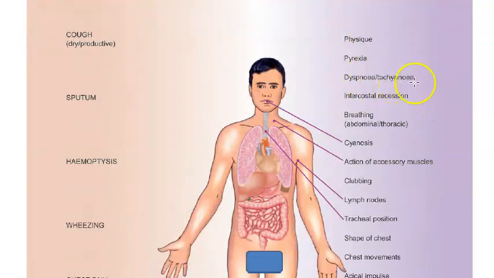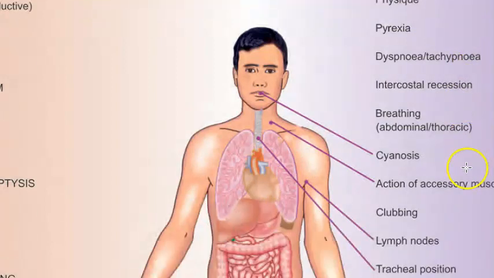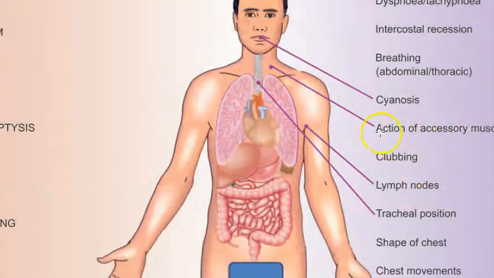Pyrexia, fever, dyspnea, tachypnea, that is the difficulty in breathing, fast breathing, all that. Dyspnea is difficulty and tachypnea is fast, right? Then intercostal recession, if he is having some indrawing of the chest. Then breathing, is it abdominal breathing, thoracic breathing? You have to find that out. Cyanosis, if there's any bluish discoloration, which could be peripheral or central. Action of the accessory muscles, is he using his accessory muscles for respiration? We have to check that.